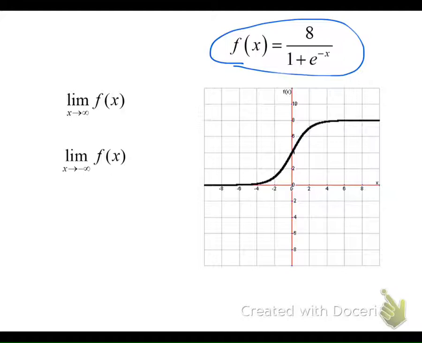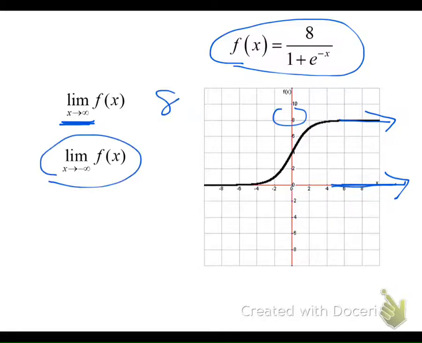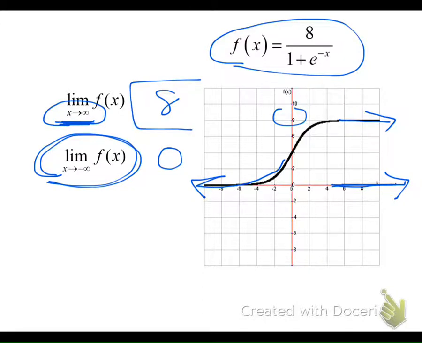Okay? So for this problem, think of the x as your x coordinate, and think of your answer as the y coordinate. So the limit as x approaches positive infinity is asking what's happening here. What is the height of my graph as x approaches infinity? The height appears to be approaching 8. This says what is the height of my graph approaching as x approaches -infinity. As my graph goes to the left, the height seems to be approaching 0. Again, think of this as your x coordinate and this is your y coordinate.